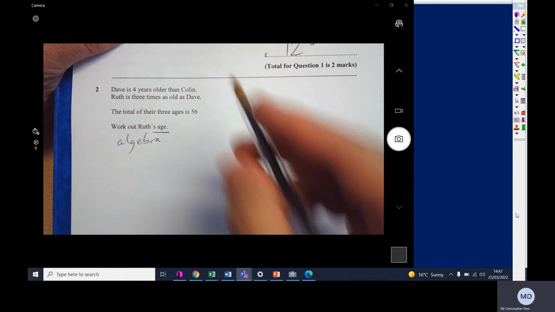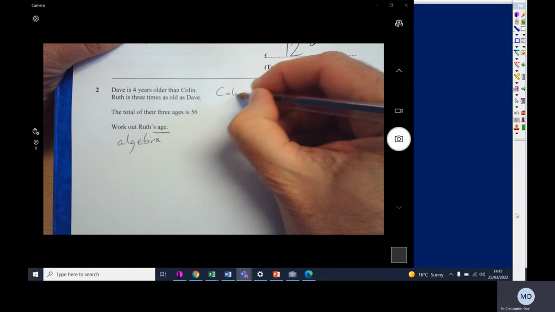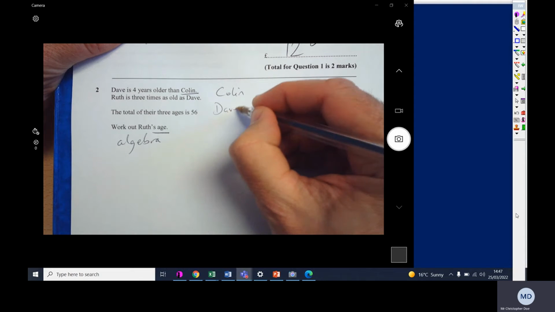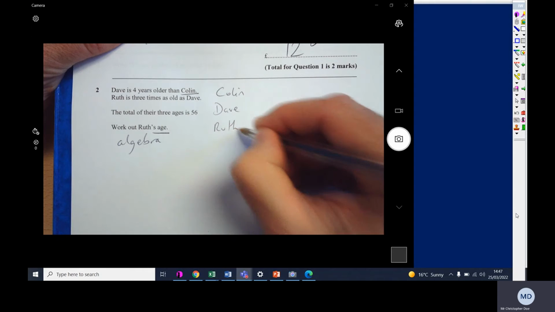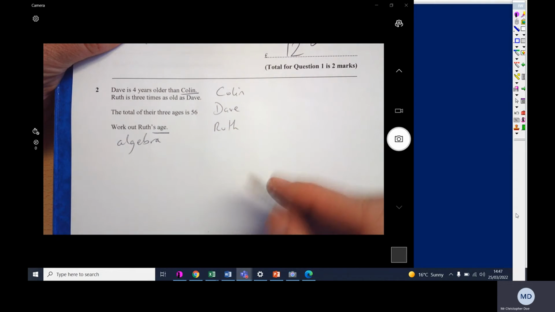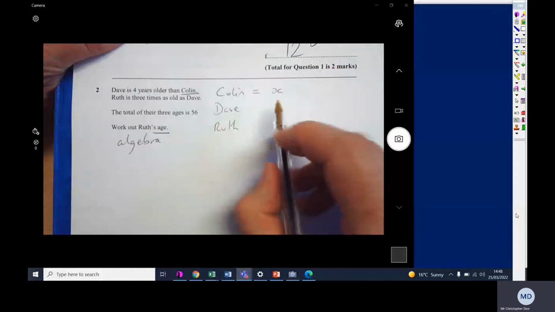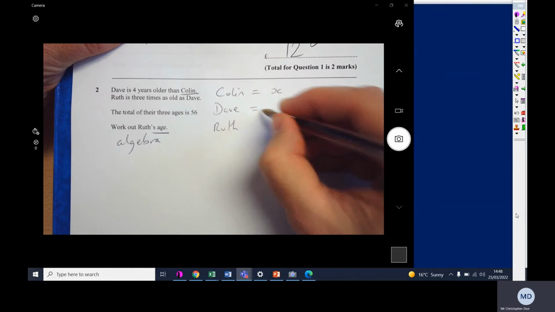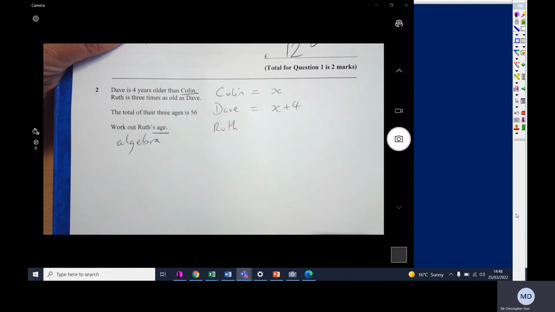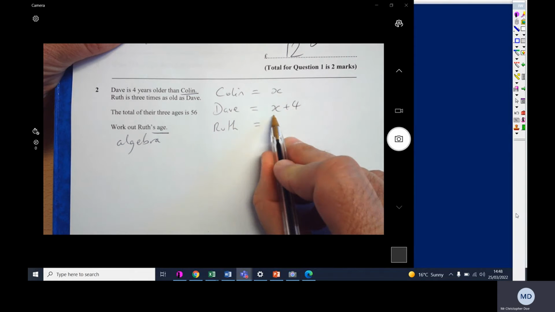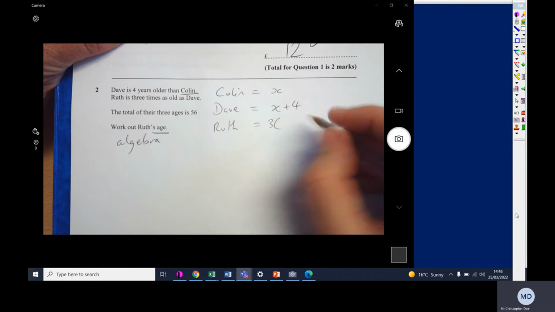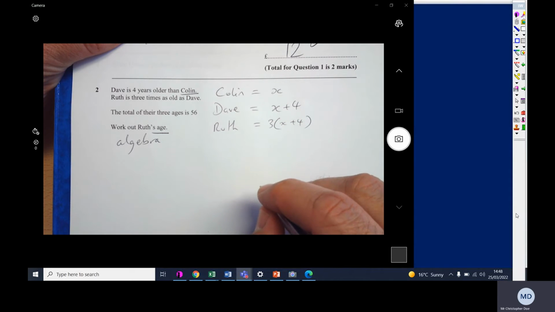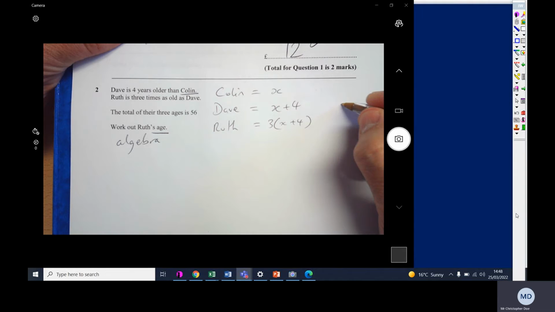I am going to suggest we label these. Write these down, youngest first. So we've got Colin as the youngest, Dave is 4 years older, and then Ruth is 3 times as old as Dave. What I would suggest is for the youngest person, call their age X. It's better if you start from the youngest, because then logically you're adding on. Dave is 4 years older, so X plus 4. And then Ruth is going to be 3 times Dave's age. Because you've got 2 terms here, the X and the 4, you must have a bracket. You need any two of these 3 correct for 1 mark.